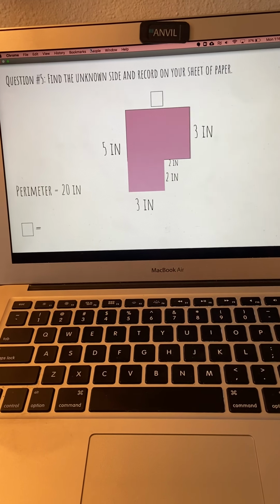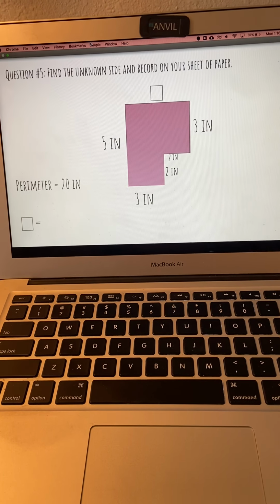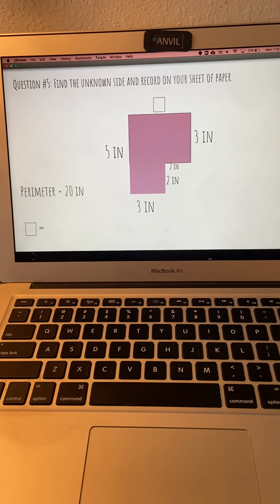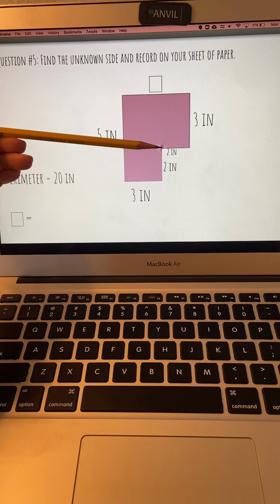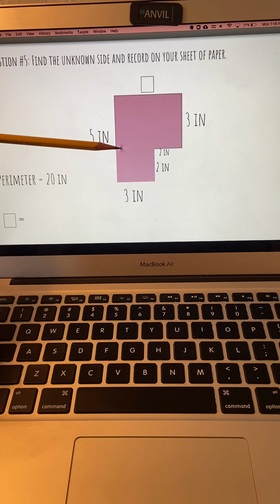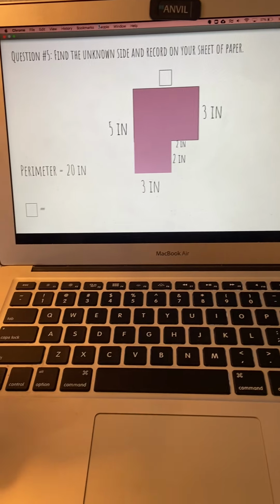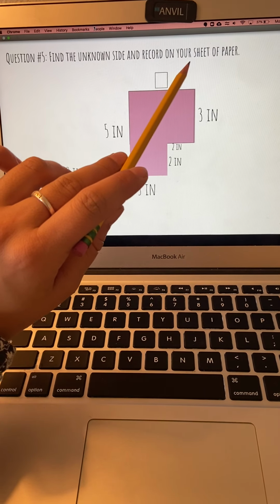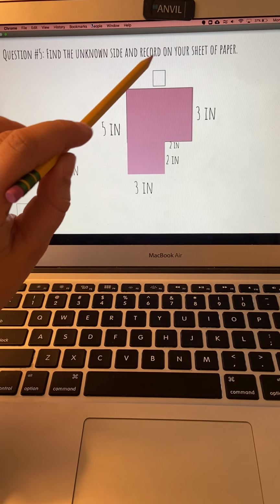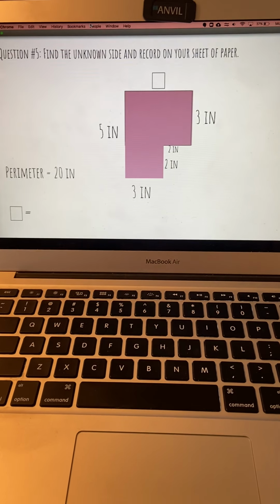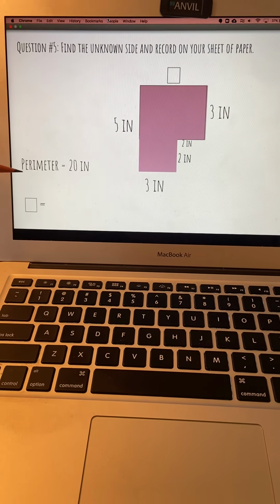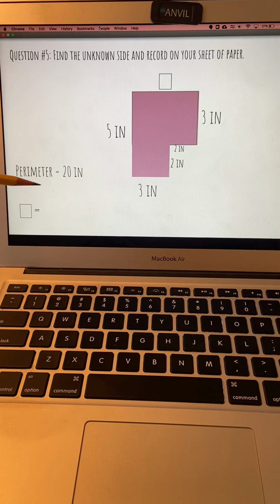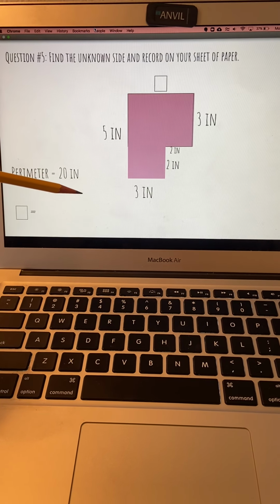Question number 5. Now this one looks a little trickier. And this is called a composite figure because it looks like if I put an imaginary line here, it would be 2 quadrilaterals. Question number 5. Find the unknown side and record on your sheet of paper. Okay, so here's my unknown that I'm trying to solve for. Now, it tells me here that the perimeter is 20 inches.